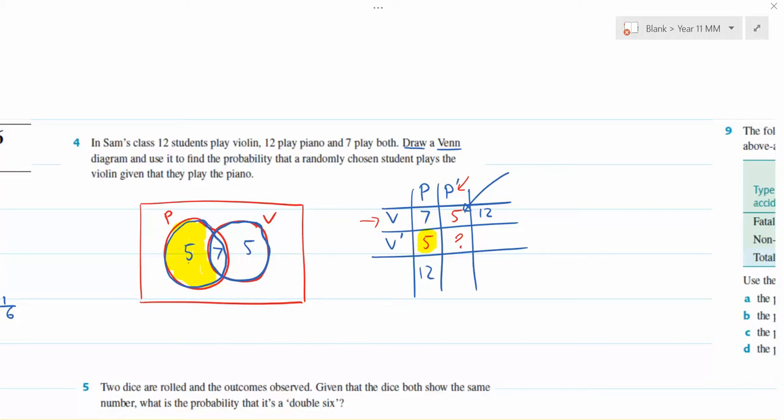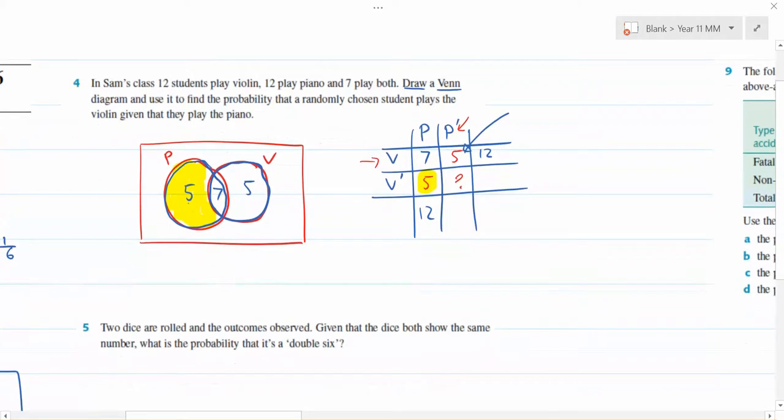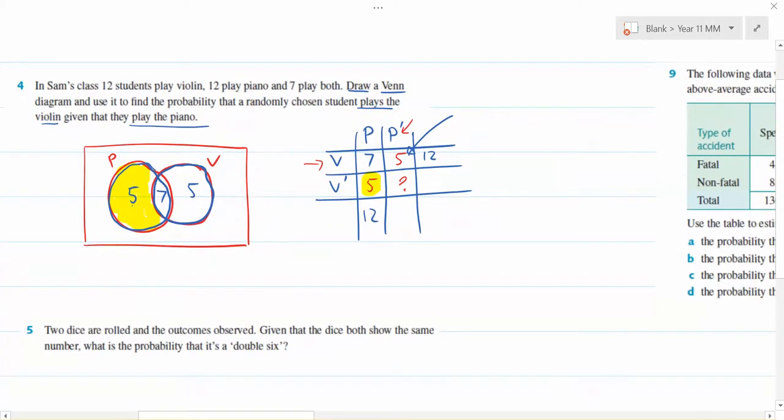Yeah, that tells me the total, but anyway, we've got to answer the question. It says find the probability that a randomly chosen student plays the violin given that they played the piano. In this case, because we already know they played the piano, I'm going to write it down. It's the probability of a student that plays the violin. What's the chance of you playing violin if you already play the piano? This is a given probability.